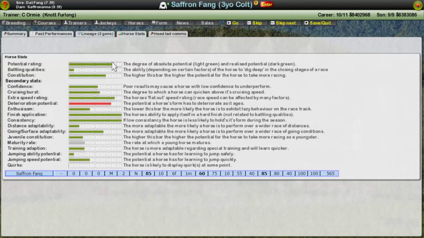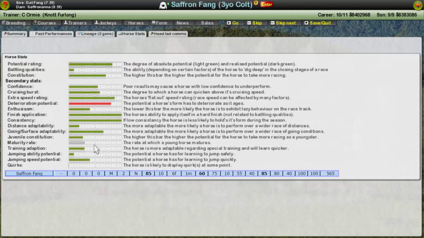We've gained that 20% that we could. That 75 became just over an 80, which we've managed to fill. Never had battling qualities. The confidence is set in stone. But that 40 cruising burst actually jumped up to almost 60. So that was quite a big jump. But again, we hold our extra speed, deterioration, enthusiasm, finish, and consistency. But we can see a big jump in cruising burst, a tiny jump in potential. But being able to fill the entire thing was key.